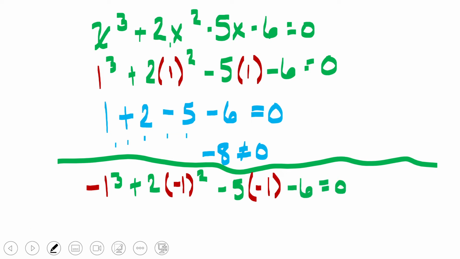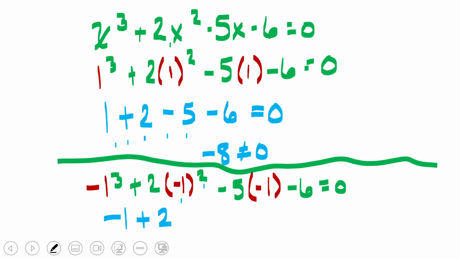Alright, let's carefully work this. And we're going to get negative 1 to the third power is a negative 1. Negative 1 to the second power is a positive 1. Positive 1 times 2 is plus 2.